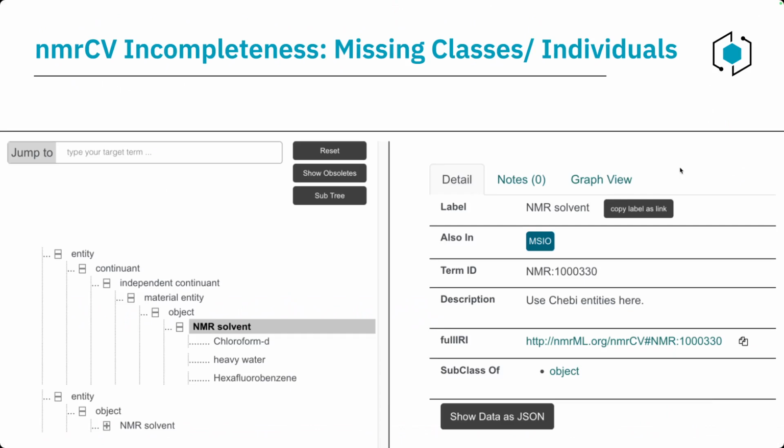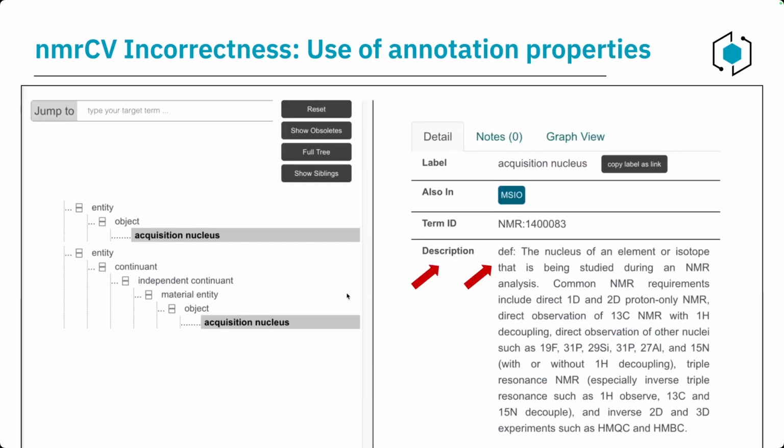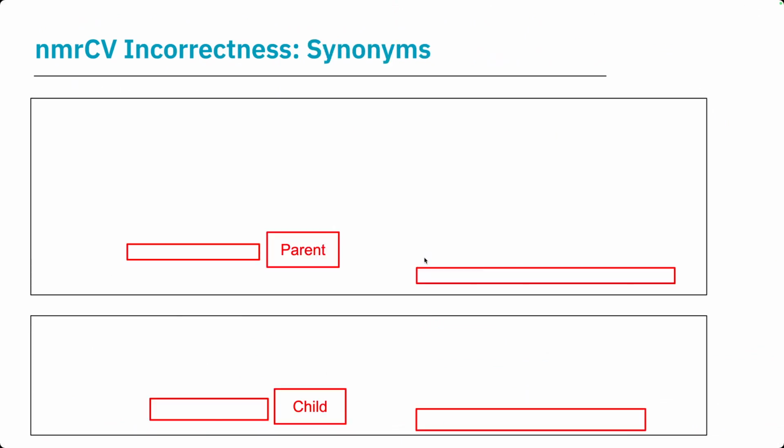And here we could see some of these issues. For instance, if we look into the NMR solvent, we could find only 3 values there, but in reality there are many more. So there are a lot of missing classes and individuals. Also, there is incorrectness in the use of annotation properties. So if we see the description field, we could see that a definition is provided within the description, while they were supposed to provide a definition field, for instance.